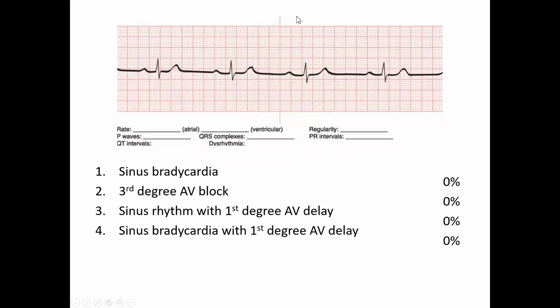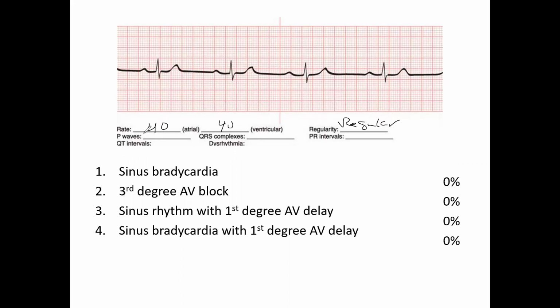Now let's look at what we've got here. This looks a little bit different than what we've seen already, but we'll take the same approach. Does the patient have a pulse? Yes, the patient's got a pulse. What's our atrial rate? P waves, 1, 2, 3, 4 is 40. The ventricular rate, 1, 2, 3, 4 QRS complexes, so that's 40. Those match up with one another. It is regular. It's slow, but it's regular.